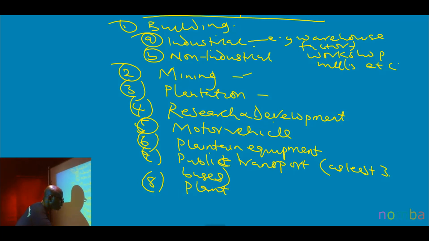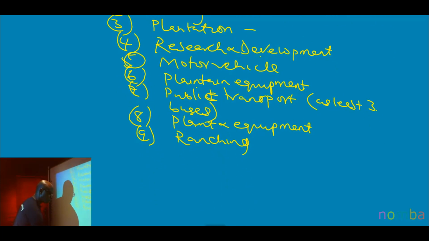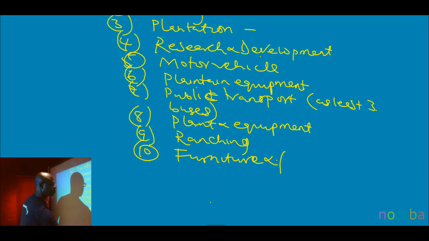Okay. Next, this is 8, plant and equipment. Okay. 9, I'm looking at ranching. 10, I'm looking at furniture and fitting. So these are the classes of qualifying capital expenditure.